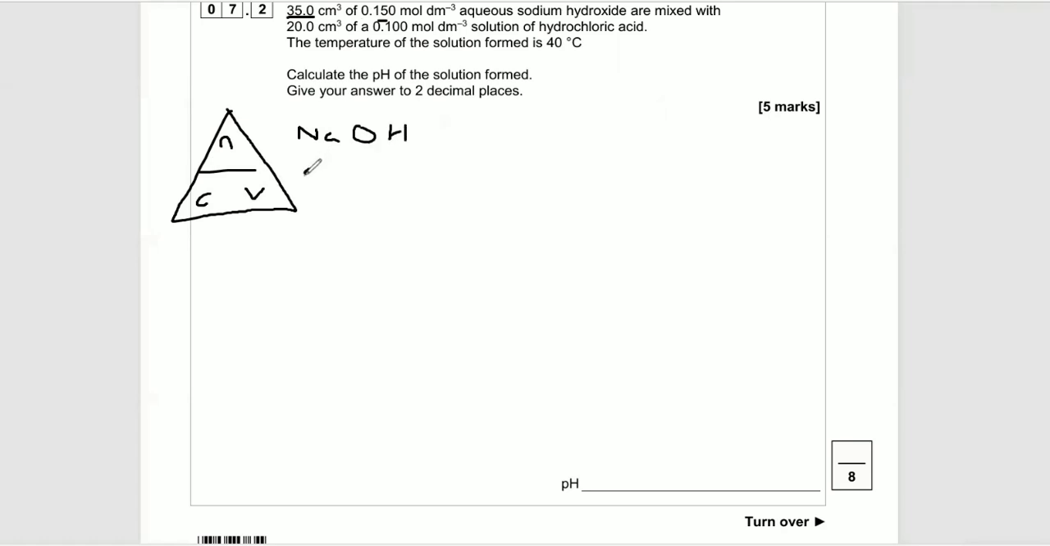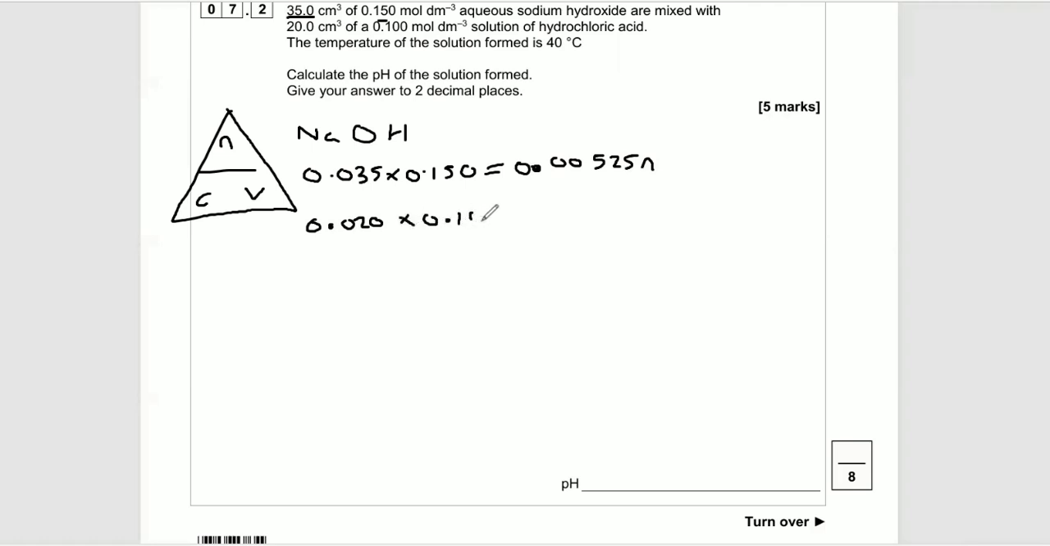First thing to notice is we've been given concentration and volume. Whenever you've got C and V, you know you need this triangle, n over CV. So let's work it out for each of these things. We've got sodium hydroxide. So remember, for the volume, you've got to divide by 1,000. So every time you see 35 centimeters, whack 2 zeros in front, it's 0.035 times 0.150. We're going to work out the moles of sodium hydroxide in this reaction, and it's 0.00525 moles of sodium hydroxide.